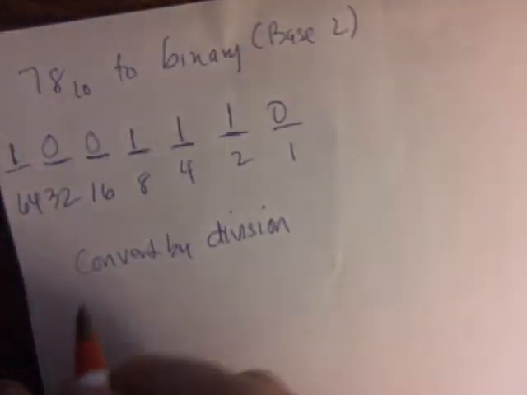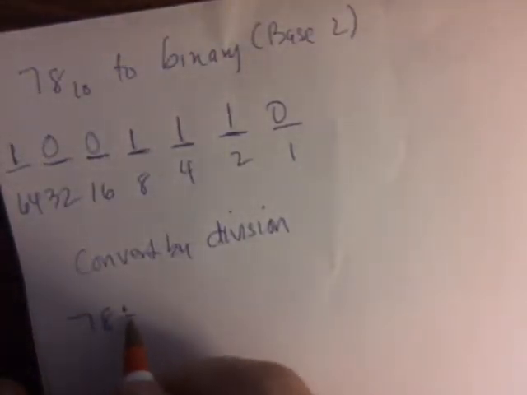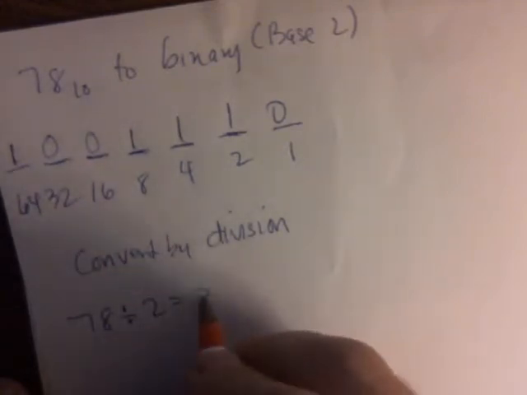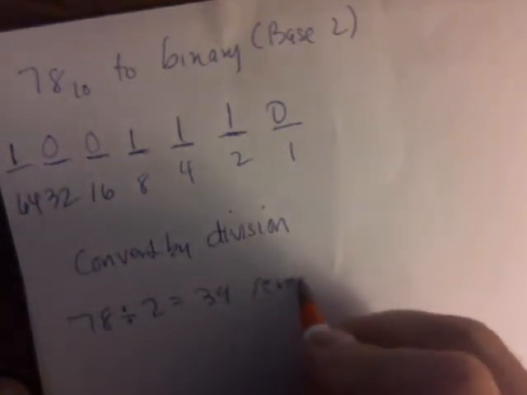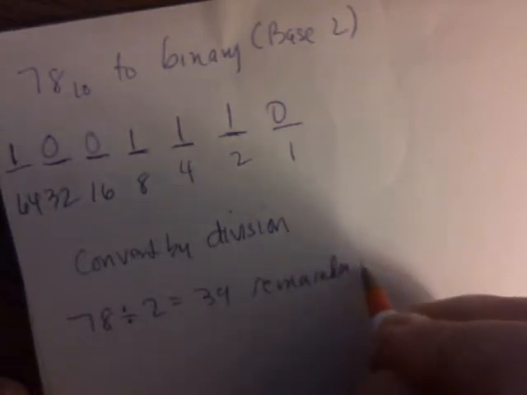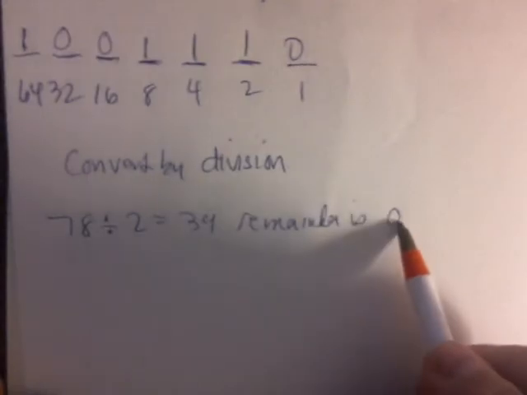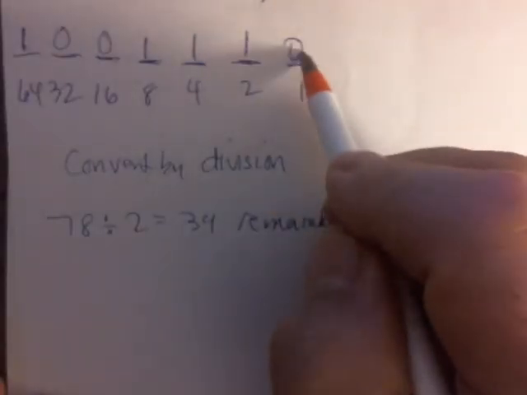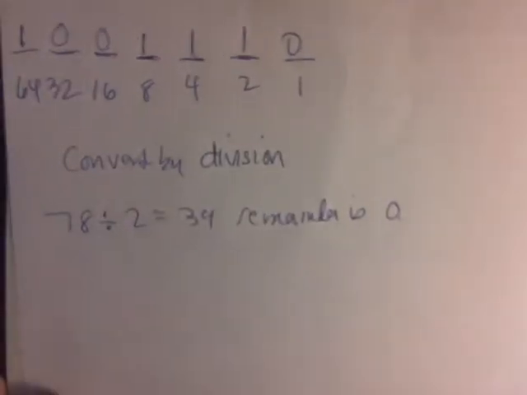Okay, this is to convert by division. Okay, all right, so I'm going to convert by division. So I'm dividing by my base number at all times. So I take 78 divided by 2, and I get 39, and my remainder is 0. Now you'll notice 0. Okay, just kind of keep that in mind.